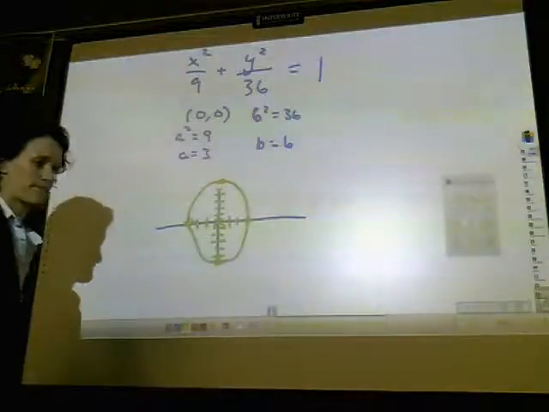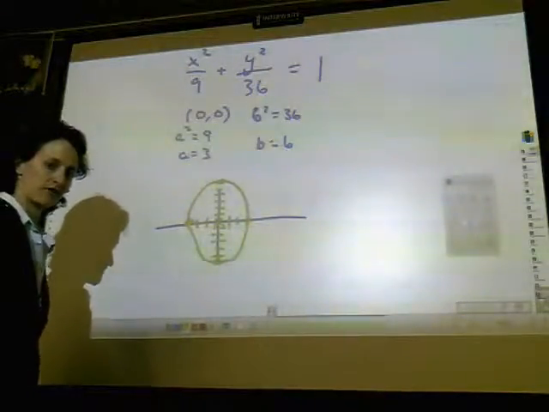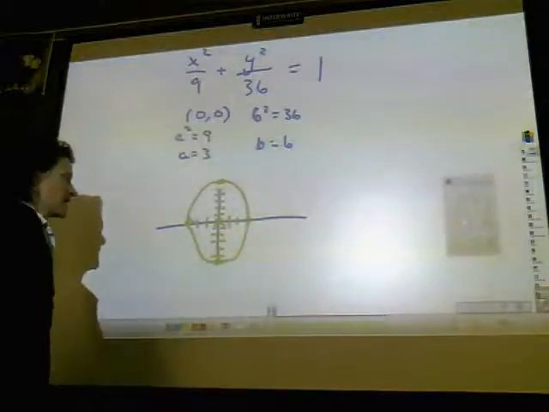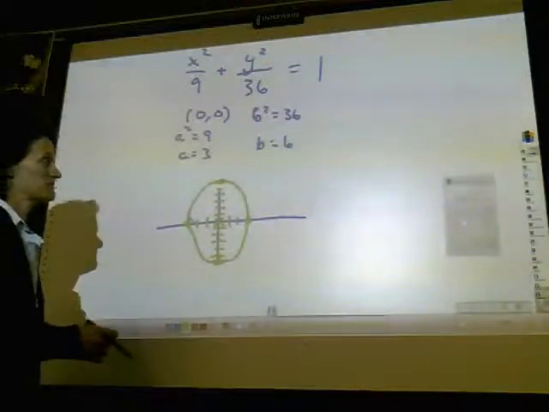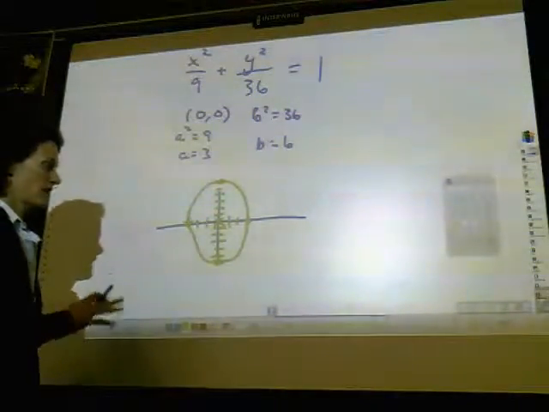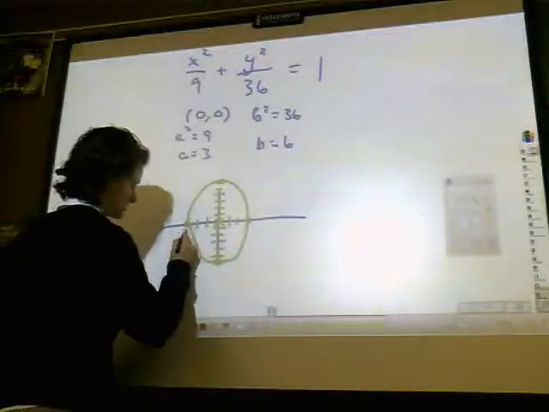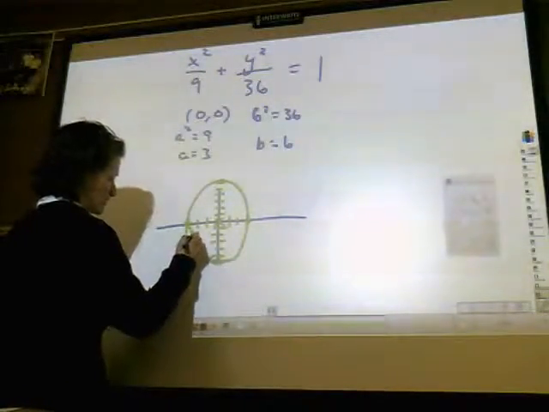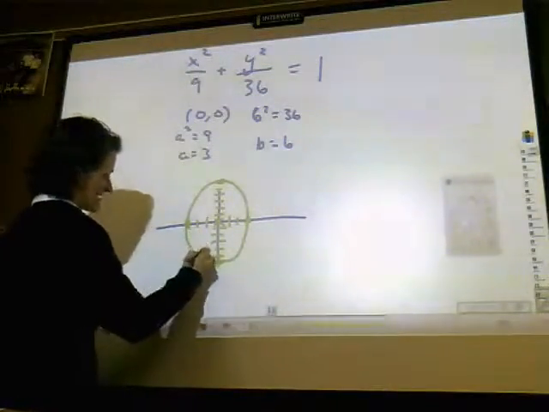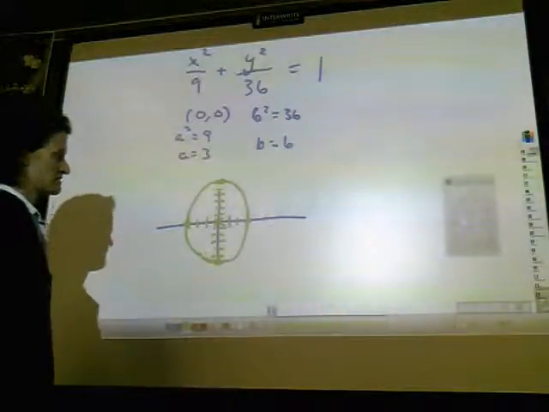Now when you use the app, you're going to have to be careful how you enter these in, because the a has to be underneath the x squared and the b has to be underneath the y squared. And I don't have the app on here, so hopefully you can figure that out on your own, but just make sure it's entered in correctly.